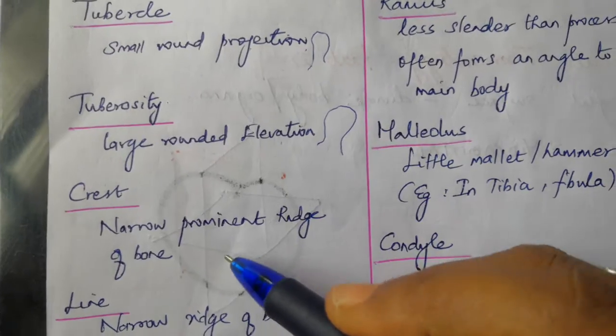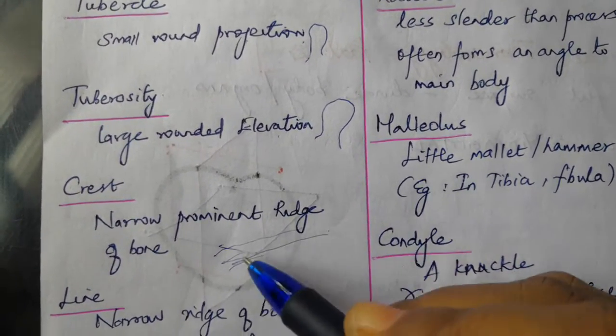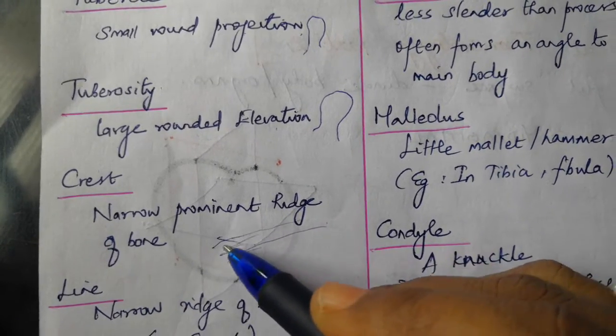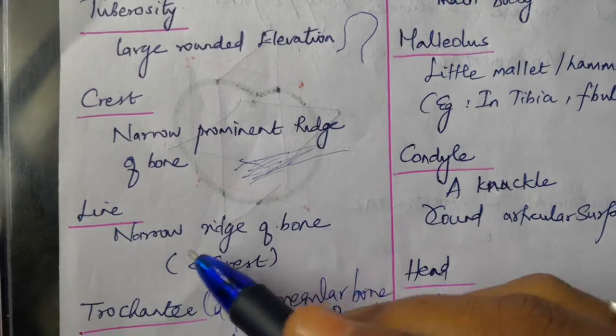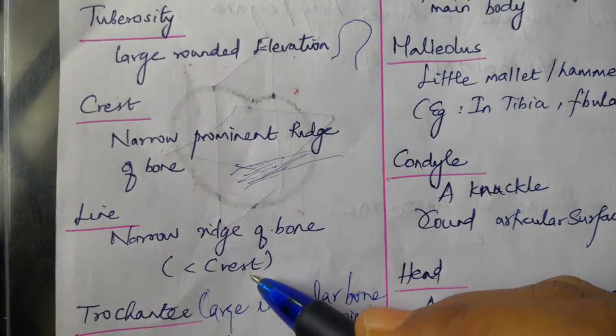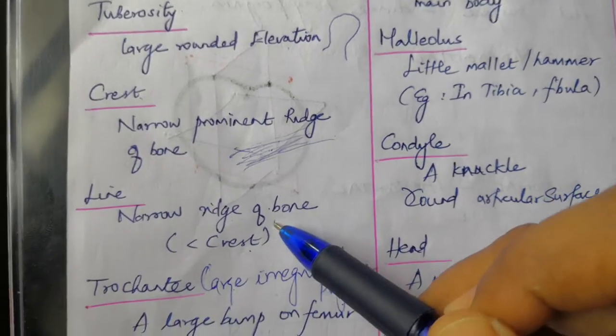Crest means a narrow prominent ridge. A narrow prominent ridge is called a crest. When it is smaller than this dimension, we call it a narrow ridge of bone, which is less than that of the crest. So a smaller prominent ridge is called a line.